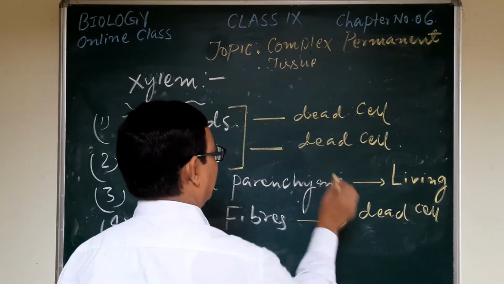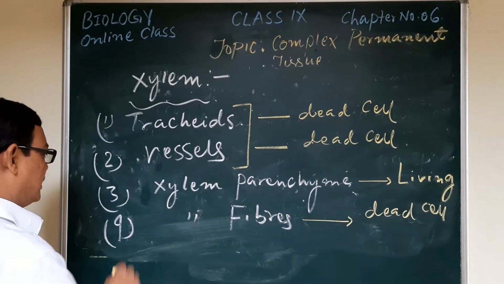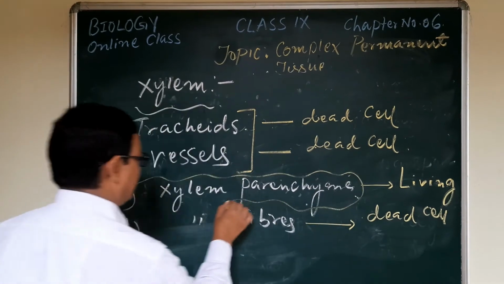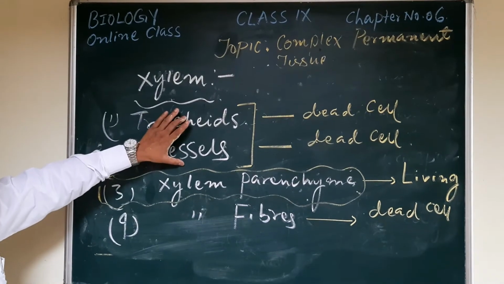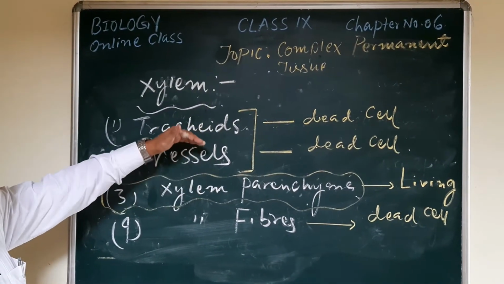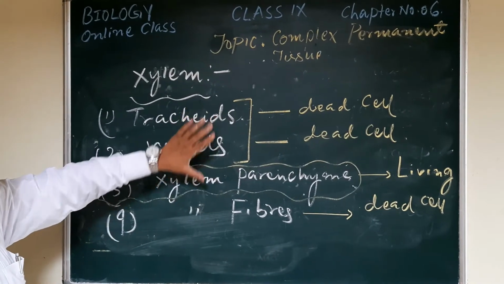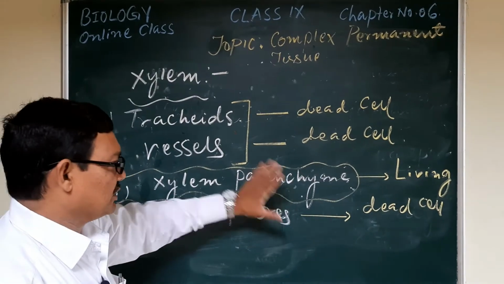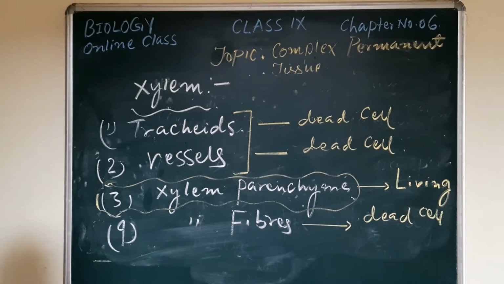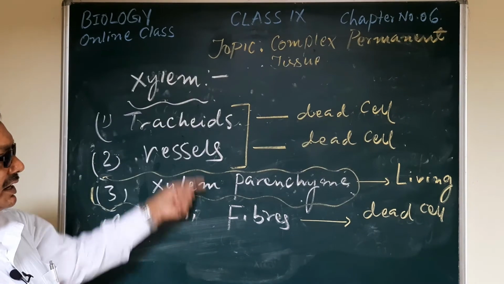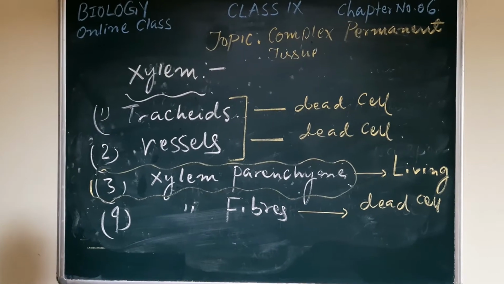So that means out of the four different elements in the xylem, only one cell, the xylem parenchyma, is living. What I have told is that these two are mainly in connection with conduction, and this is the supportive one, and this is helpful in lateral conduction and also for storage purposes. As usual, they do their own functions, and they also help in the conduction of water and minerals. So this is the story about the xylem.